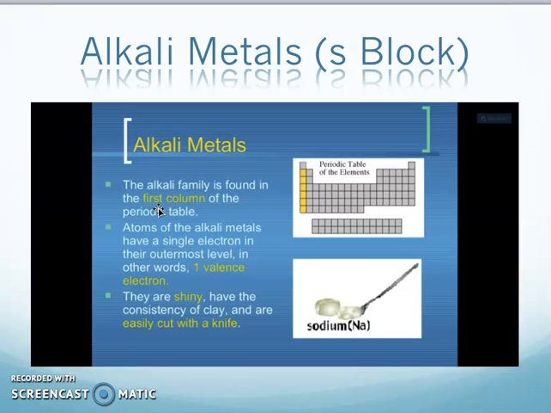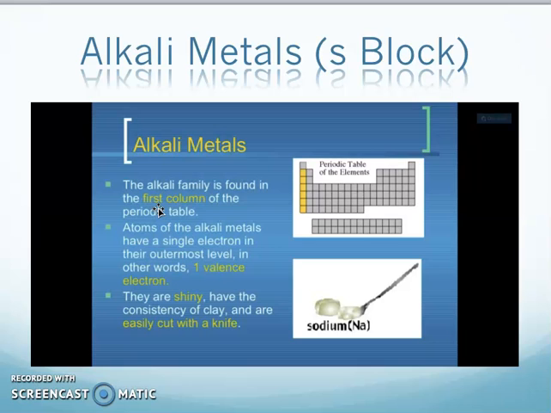Then there are alkali metals, which are the elements below hydrogen in group 1. So group 1 elements apart from hydrogen are called alkali metals. These are also called S-block elements because their last subshell, that is either filled or in the process of filling, is the S subshell. These alkali metals are found in the first column of the periodic table. Atoms of the alkali metals have a single electron in their outermost level, in other words, one valence electron.